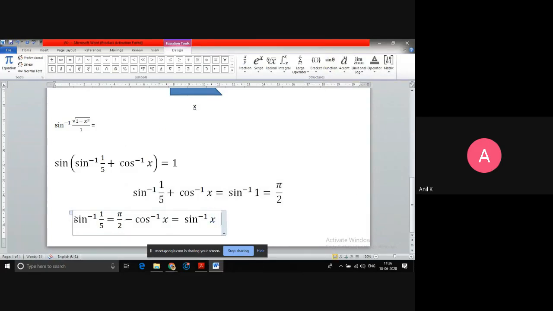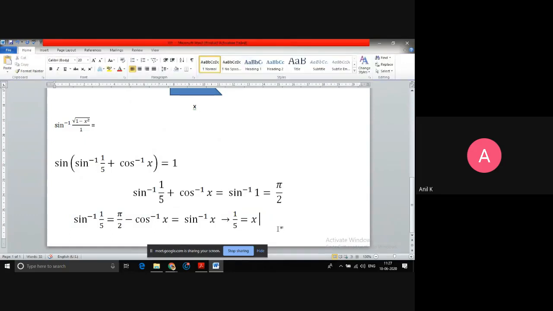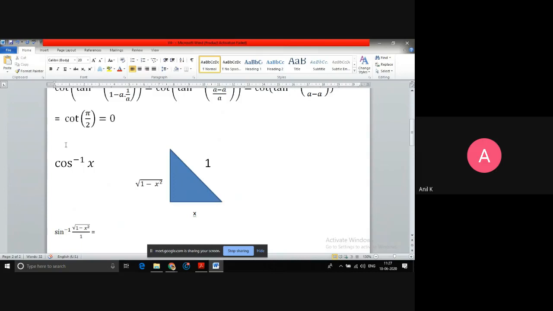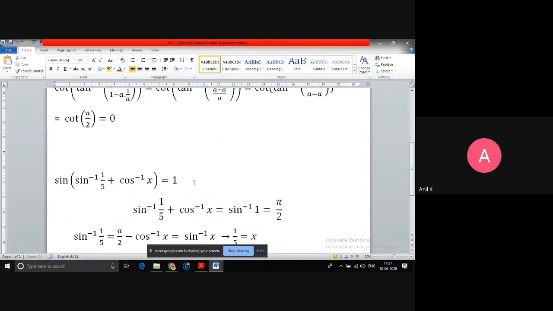Now what do you have? Sine inverse 1 by 5 is equal to sine inverse x. If both sides have only sine inverse, I can put 1 upon 5 equals x. Therefore x equals 1 by 5. Here the equality sign won't come; I think this has to be an implication sign. So the x value is 1 by 5. This triangle method, I think you can forget now. We'll use it for some other problems. This is not required for the time being.